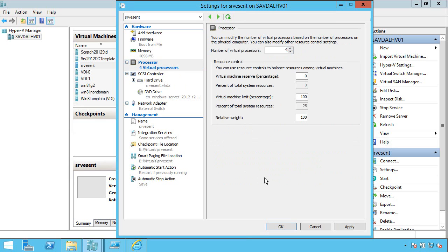So I could just give it four virtual processors, because there's no real disadvantage in Hyper-V since it doesn't use gang scheduling on the processor. There's no disadvantage to giving it more virtual processors. Normally four would be 25% of the system's resources, but I can say, look, I'm going to limit that to 50%. So effectively now it's getting two cores' worth of processing, and that's all it would be allowed to use.